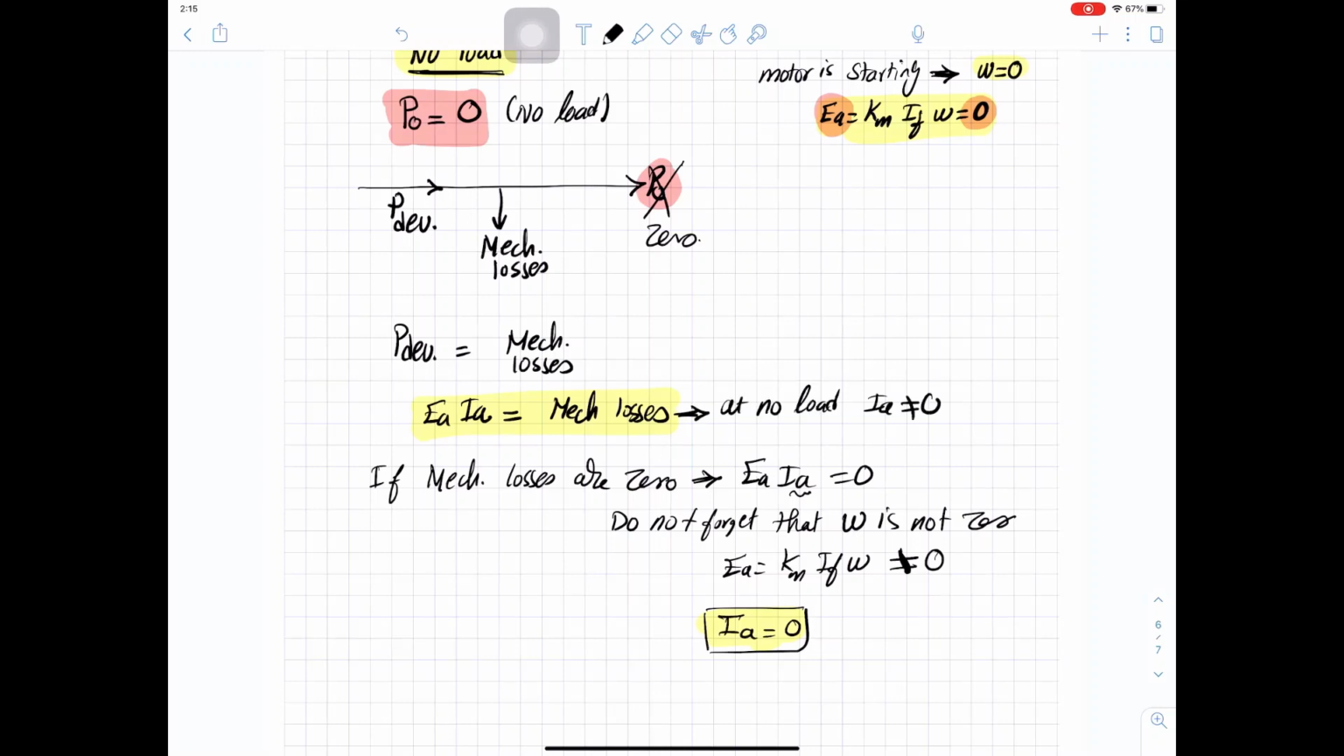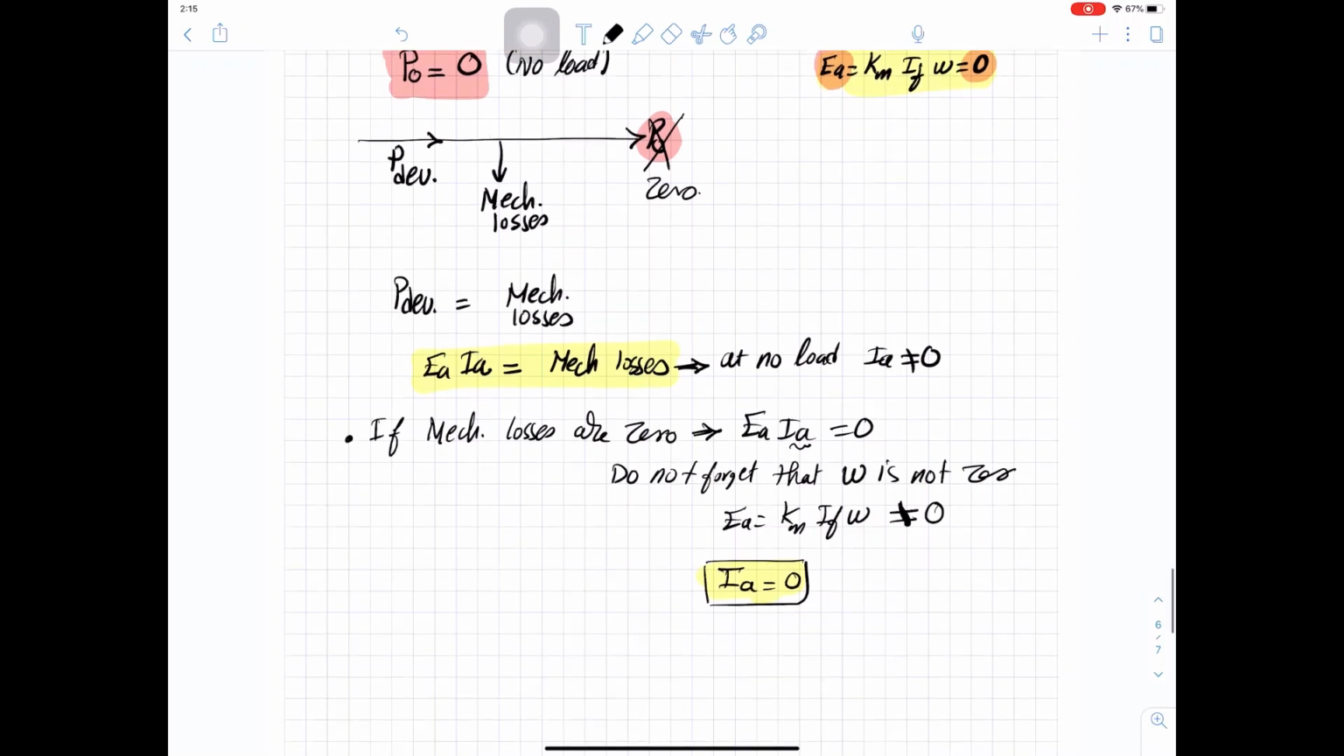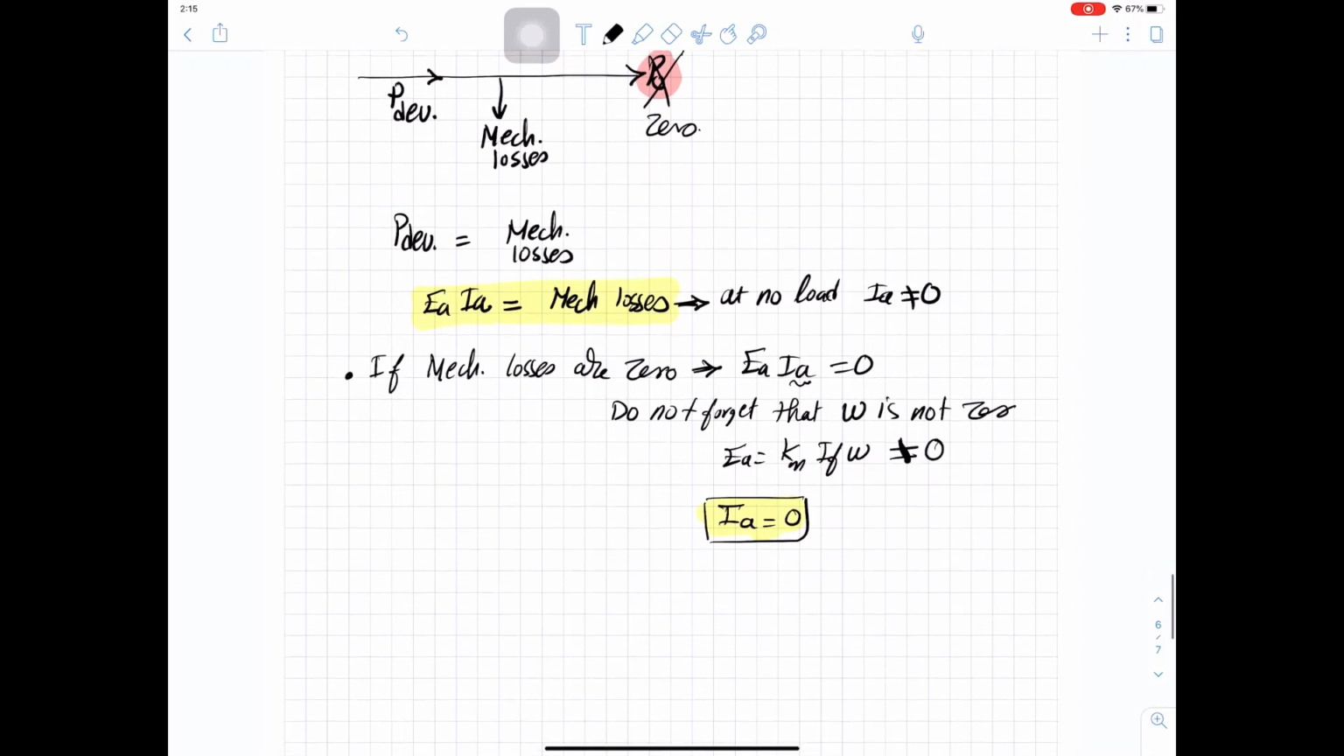If you have mechanical losses at no load, IA is not 0, but it will be small for sure. The motor will take some current to overcome the mechanical losses. But if the mechanical losses are 0, IA will be 0.